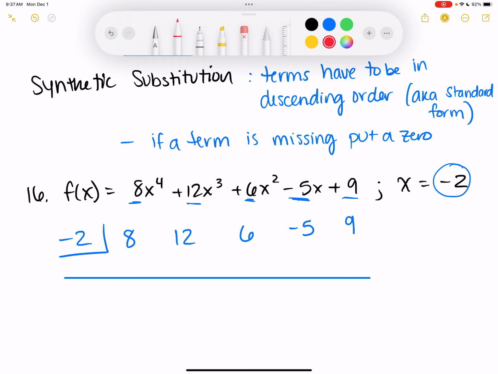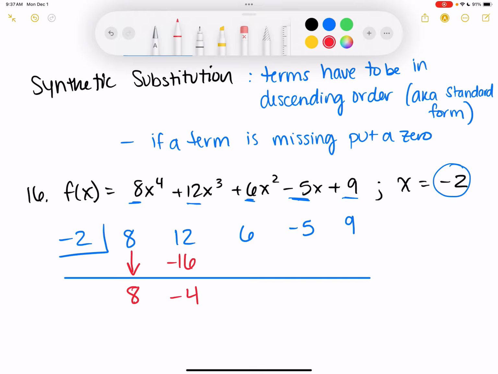All right, first thing we do is you bring down that first number that's not in the box. So whatever your leading coefficient is of your polynomial, that's always going to get brought straight down. Then we take this and we multiply it by what's in the box, and then that goes under this next thing. So 8 times negative 2 is negative 16. So that goes under the 12. 12 minus 16 is negative 4. So we come down here. And then we just keep going.